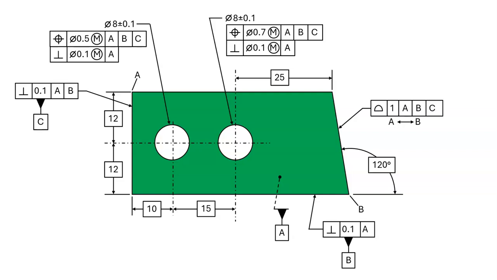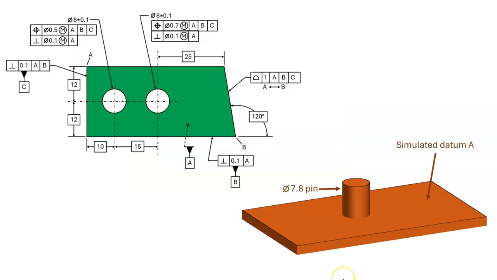Today's video will discuss controlling perpendicularity error with the perpendicularity tolerance versus tolerance of position. This drawing shows the perpendicularity error of the holes controlled by perpendicularity tolerance. The perpendicularity tolerance applies to each hole separately, and it controls only perpendicularity. The spacing of the holes is controlled by the 0.5 position tolerance and the 0.7 position tolerance.